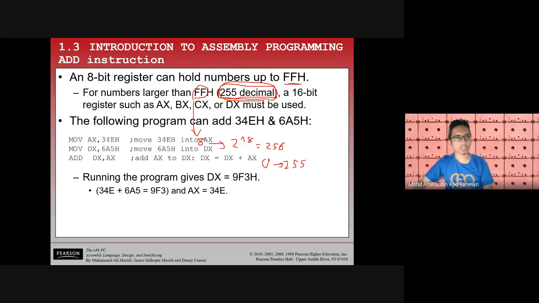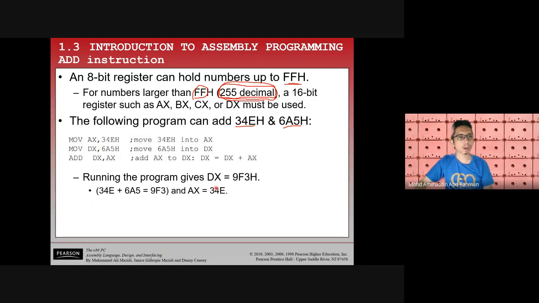Okay, let's look here. So we have another number. This number must be put into the 16-bit register, so we cannot use the 8-bit register. So first we move this value 34E into AX, and then move 6A5 into DX. And then we want to add the content of AX into DX. So we just add that.